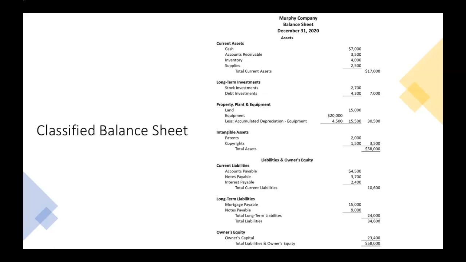So that way you can see, okay, our current assets, those add up to $17,000. There's $7,000 in long-term investments, right? Rather than just saying that the company has a total of $58,000 in assets, under a classified balance sheet, you can get a little bit more specific with what you're looking for.